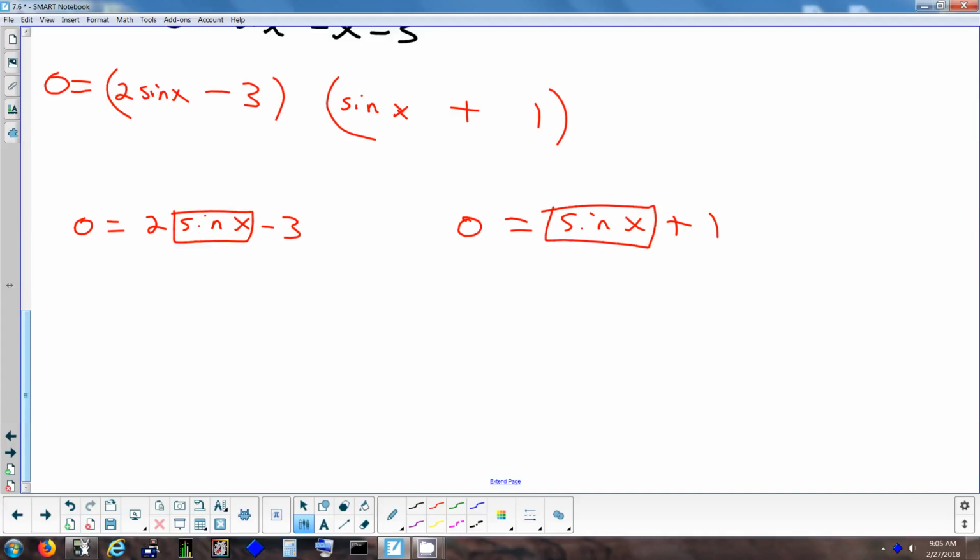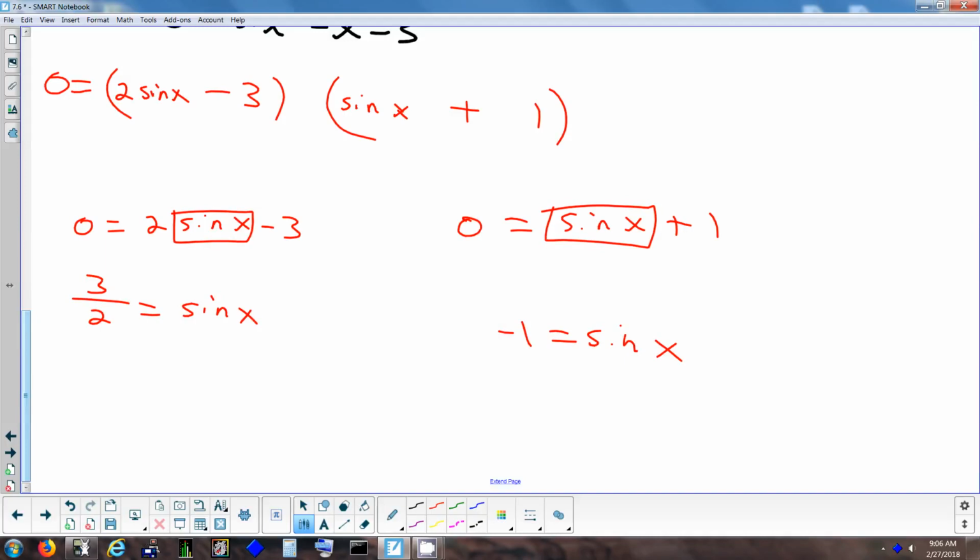So Jay, for the one on the left, what 2 steps would I have to do to get that by itself? You would add the 3 to both sides and then divide by 2. Yep, so add 3, divide by 2. And I'll do the other one at the same time. Minus 1.